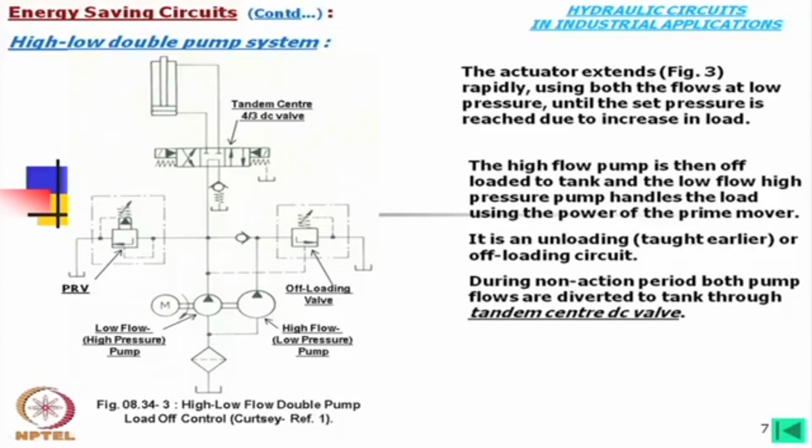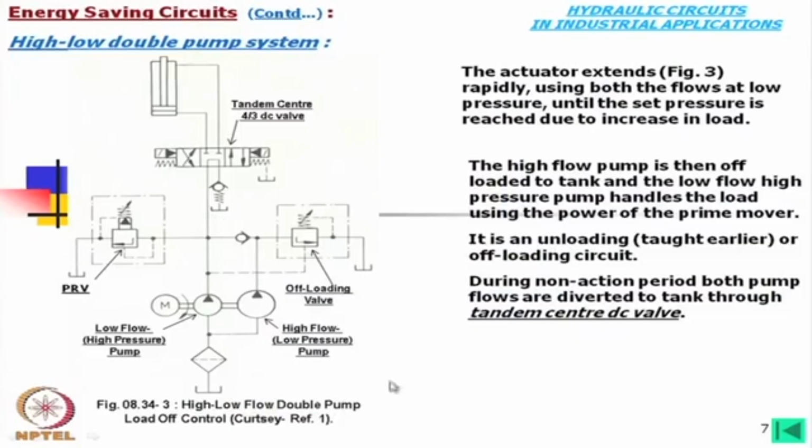But the question is that still there are closed center valves. Why should we use the closed center valve? Closed center valve is used where we need frequent operations and we would like to keep the oil ready for operation always. In that case, we go for closed center valve. However, for such operations usually you will find that this is with tandem center and this is a very good energy saving circuit.